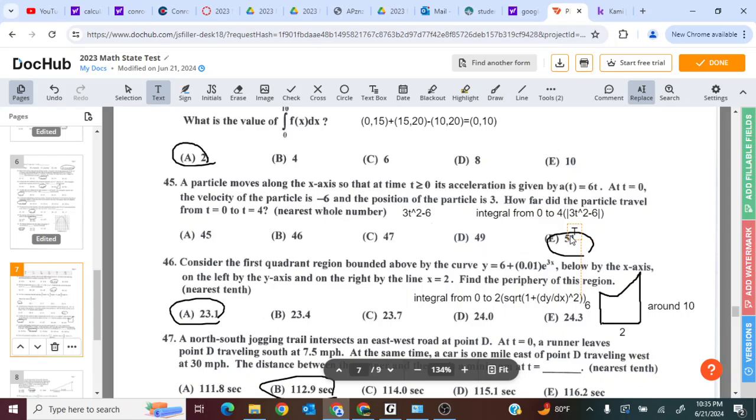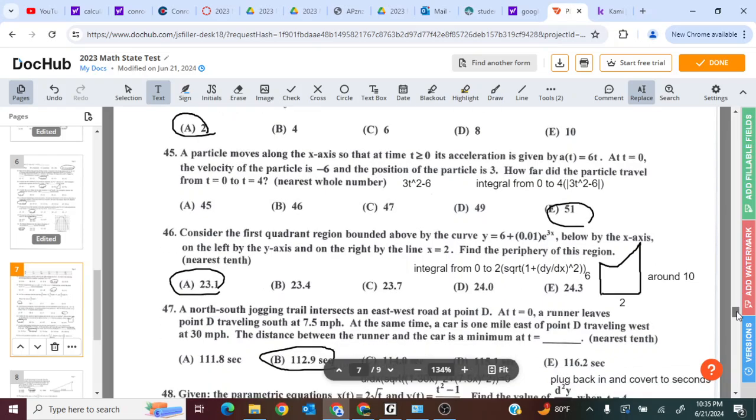Number 46: consider the first quadrant region bounded by the curve, below the x-axis, left by the y-axis, and right by the line y equals 2. Find the periphery. What the periphery is, basically, is the perimeter of your region. So at x equals 0, it is 6 tall. Put this into y1, and you'll see that at x equals 0, it goes up to 6.